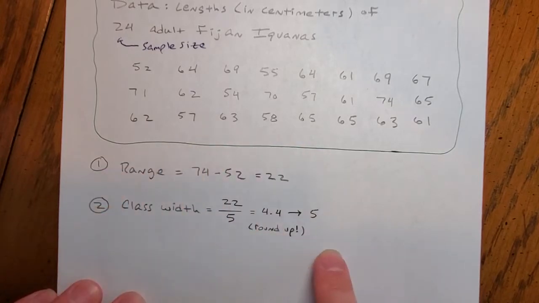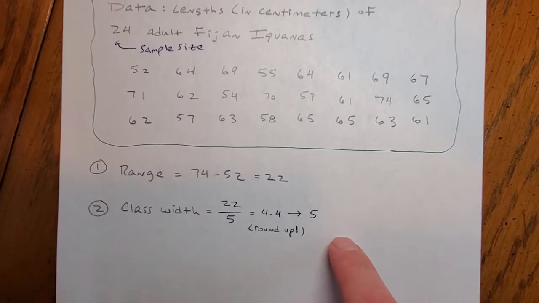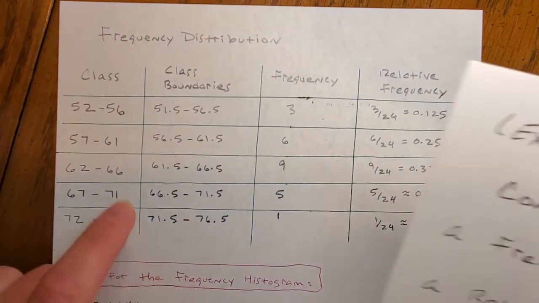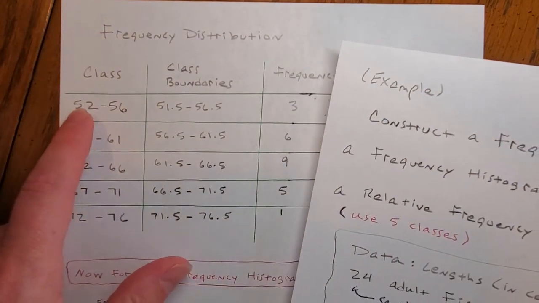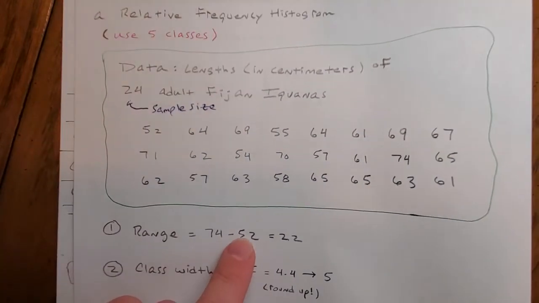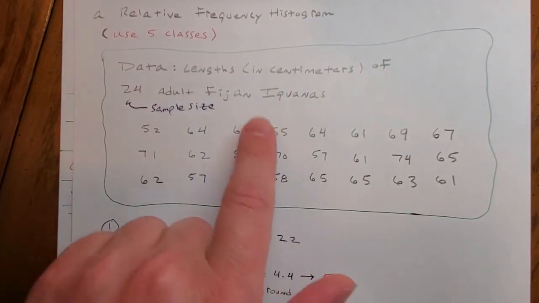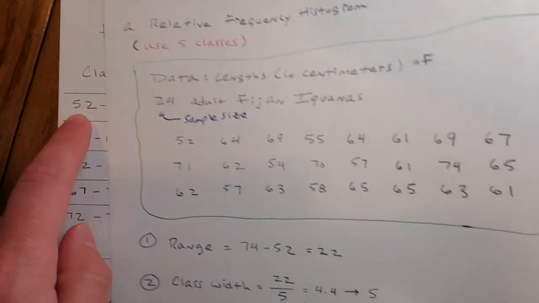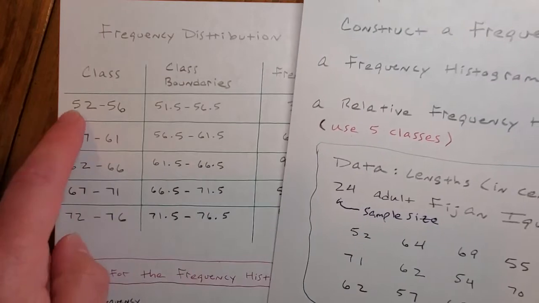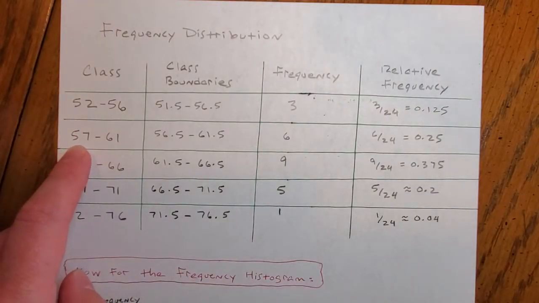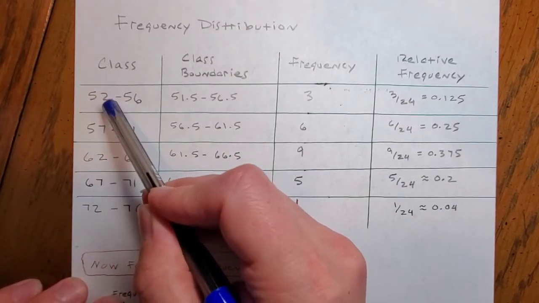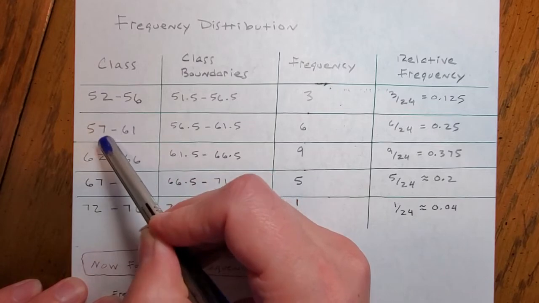Now, do you remember what we did with the class width? Okay, well, here's what we did to make the frequency distribution. We started with the lowest value in the data set, which is 52, the smallest number here. The smallest iguana in length, in centimeters, was 52 centimeters, okay? And then we add the class width to that to get the next lower class limit. So like the class width is 5, so 52 plus 5, 57.